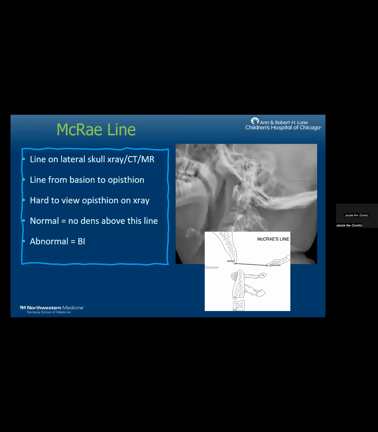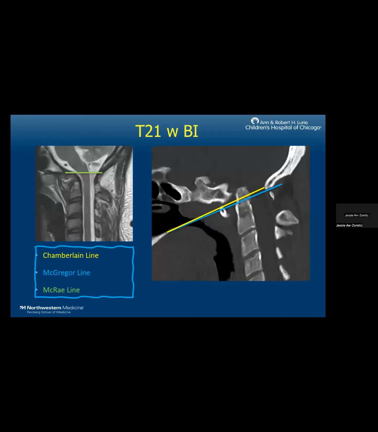I think of that as the line I use really when I'm assessing for any cerebellar tonsil ectopia or a Chiari malformation. So the normal has to be that no dens is above this line, and obviously if it is, it's abnormal, and that's basilar invagination. And here we'll just illustrate that with a case of Down syndrome with basilar invagination.